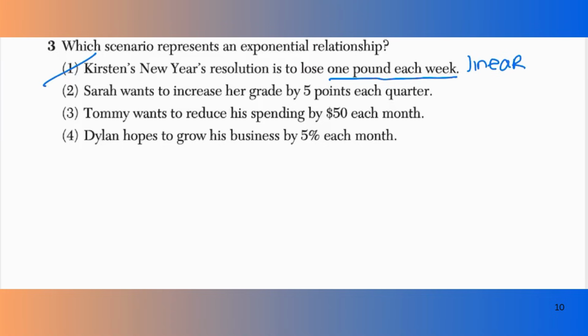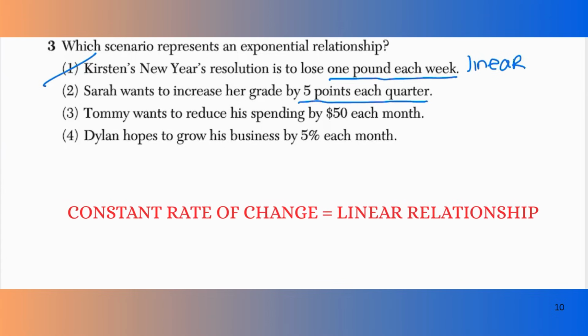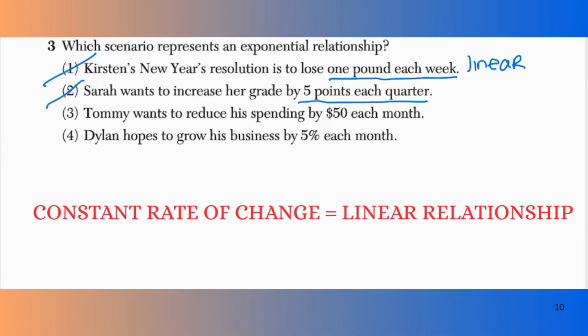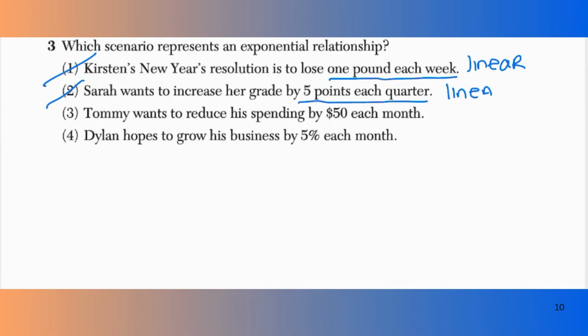Answer choice 2, Sarah wants to increase her grade by 5 points each quarter. Each quarter, the same thing is going to happen. It's going to be a constant change of 5 points. So again, this is also linear because it's changing at a constant rate, 5 points each time, no matter what. Tommy wants to reduce his spending by $50 each month. It doesn't matter whether it's being reduced or increased, it's still a constant change. It's still $50 every single month. So that is linear as well.